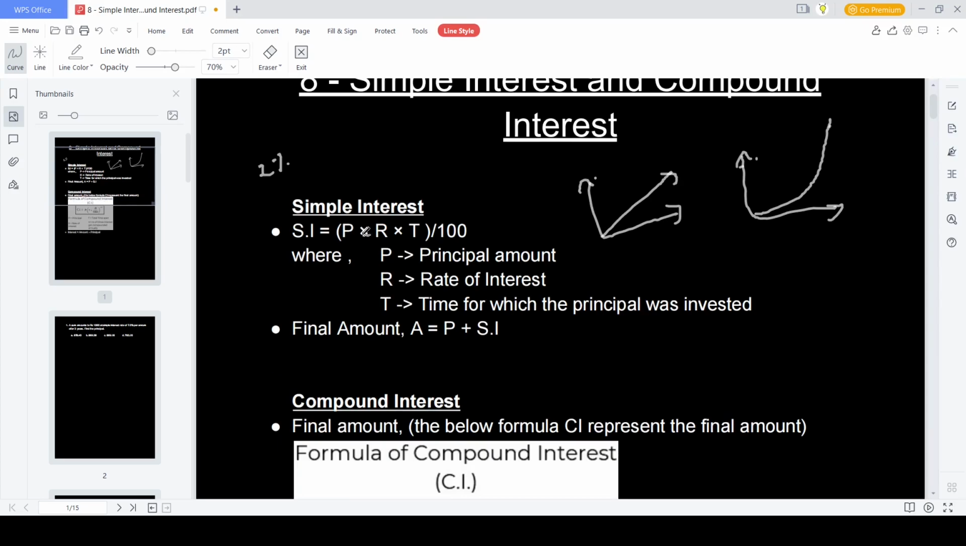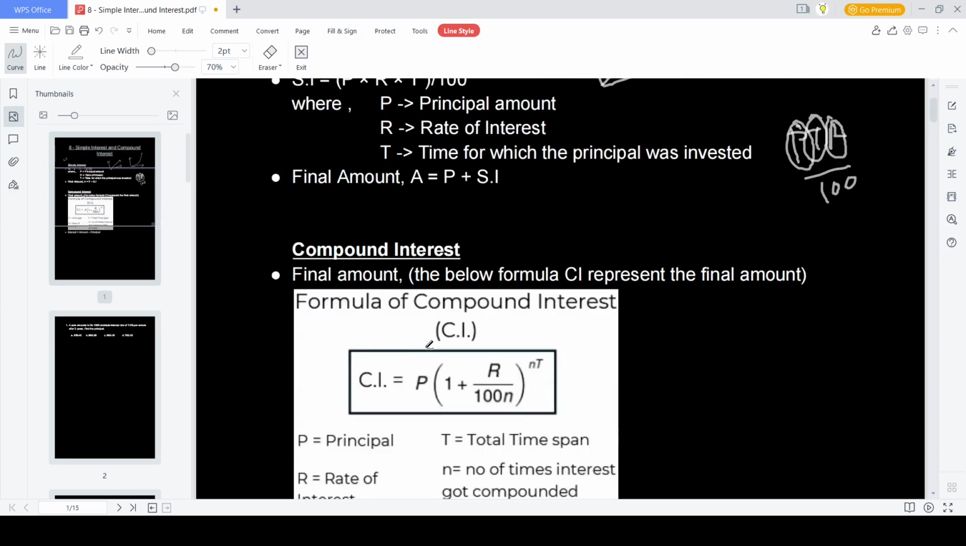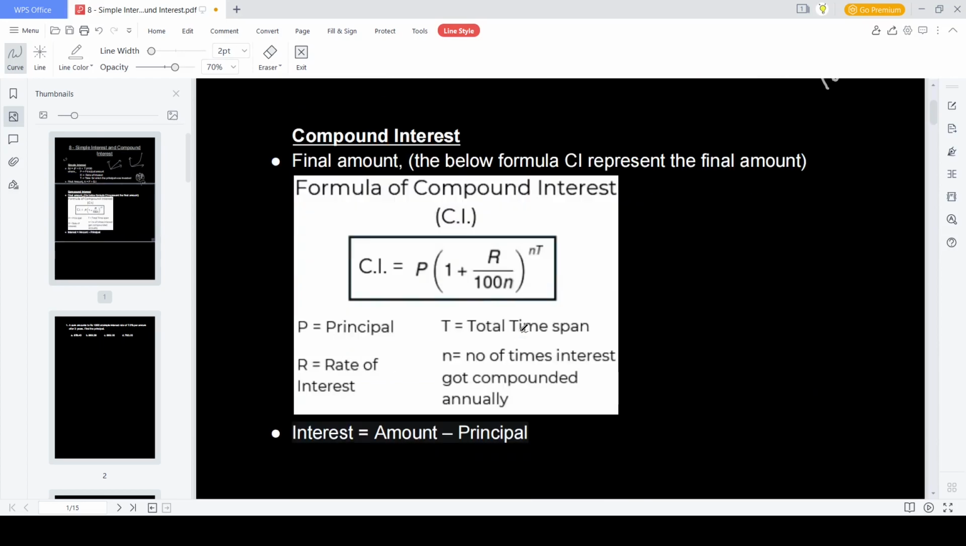The formula for simple interest is PTR by 100, where P is the principal amount borrowed or deposited, T is the time in years, and R is the rate of interest per year. Next is compound interest. It comes as P into (1 plus R by 100) to the power number of years, to the power T.